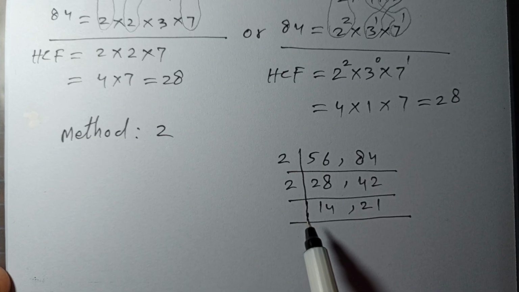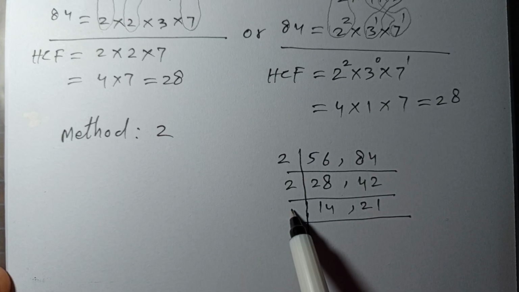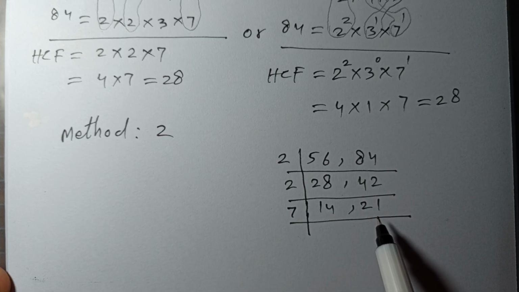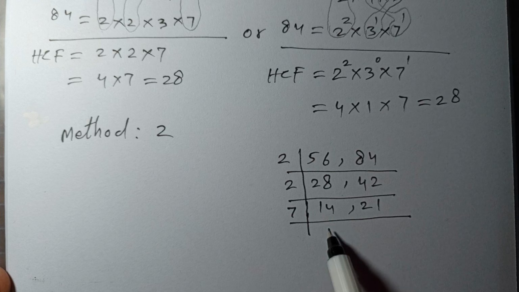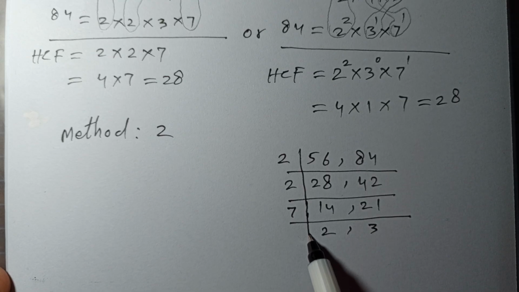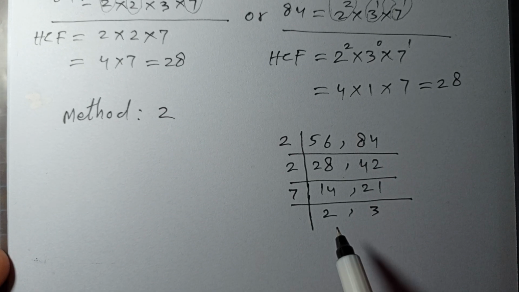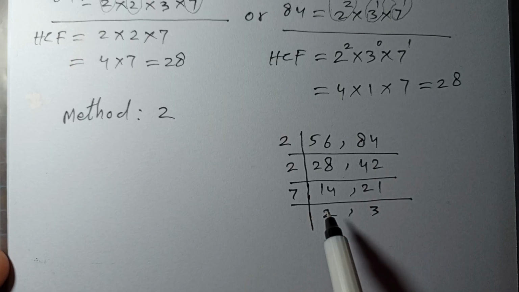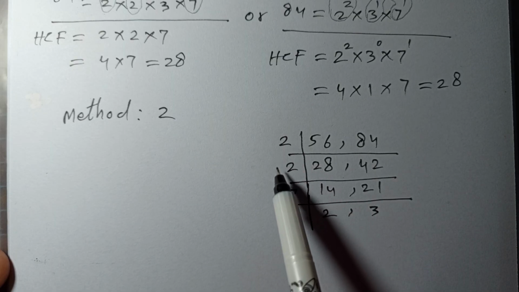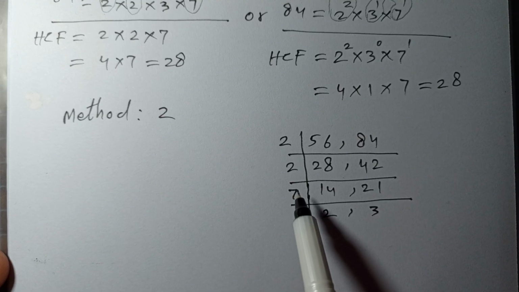So you will find a prime number that can divide both, and 7 is a prime number that can divide both 14 and 21. So 7 2s are 14. When 14 is divided by 7, you will get 2, and when 21 is divided by 7, you will get 3 here. Now there is no prime number that can divide both 2 and 3. So you will stop here, you will not move further. All these numbers after multiplication will give you your HCF.